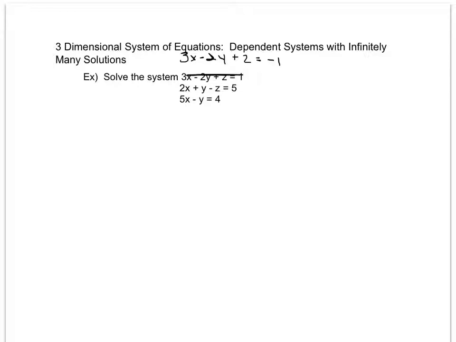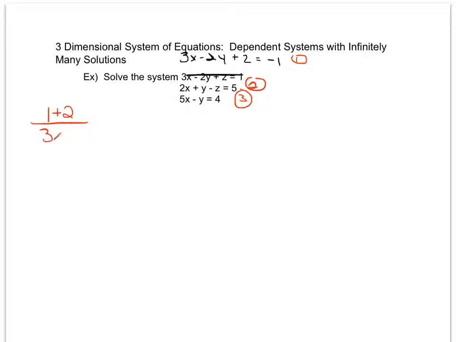Now I can either use substitution or elimination. I'm just solving a system of three dimensions. I'm going to label them 1, 2, and 3. And I notice that 1 and 2 are already set up very nicely to make my z's eliminate, and number 3 already has z eliminated. So I'm going to go ahead and use elimination. I'm going to add equations 1 and 2 together.